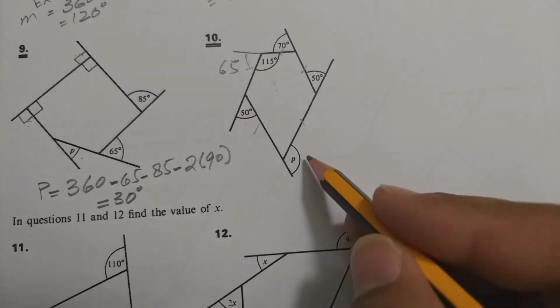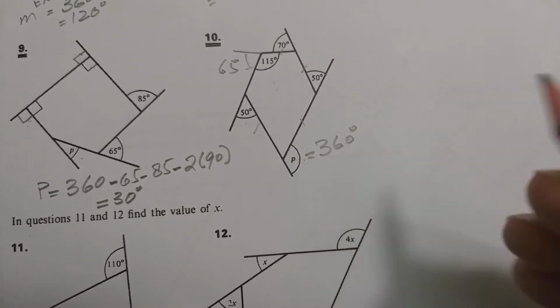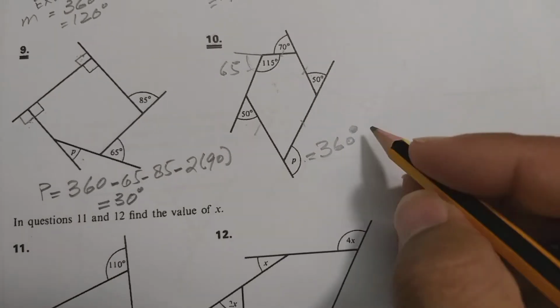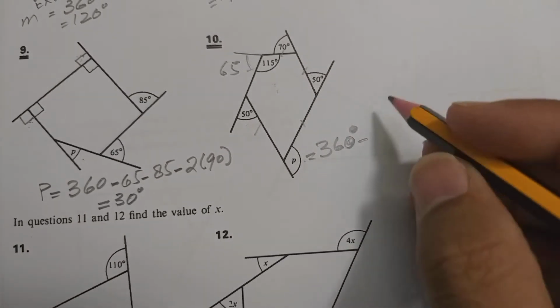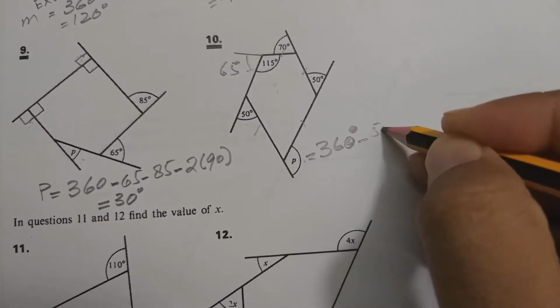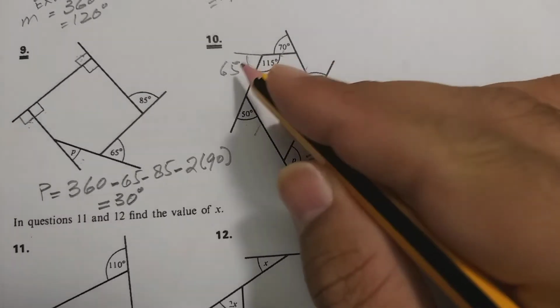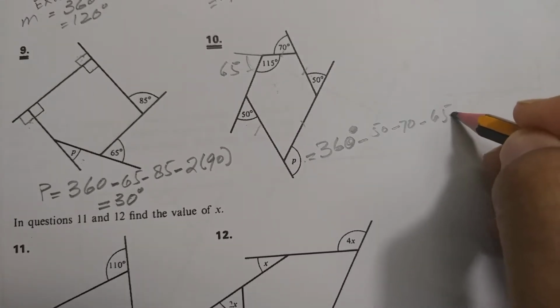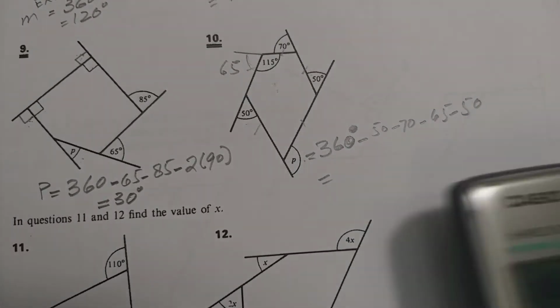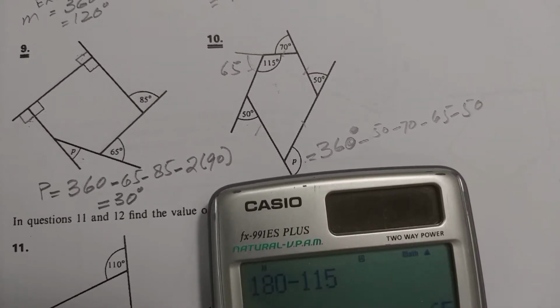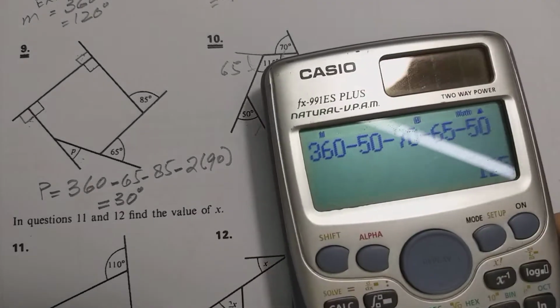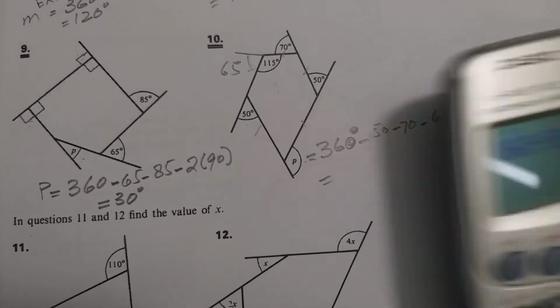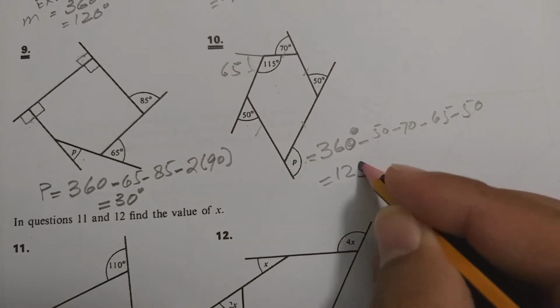Now we can find the p angle, which is equal to 360, because we know that the total of the exterior angles equals 360. So 360 minus 50 minus 70 minus 65 minus 50. So it would be equal to 125. So it is 125 degrees.